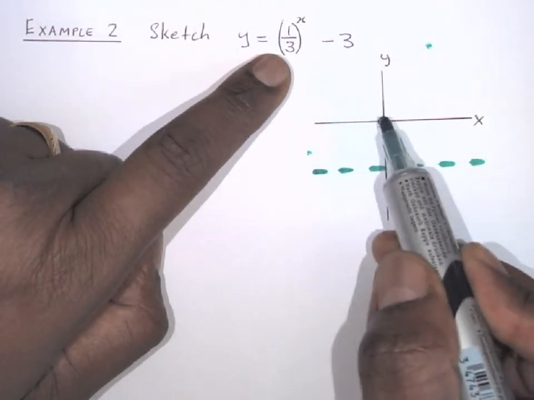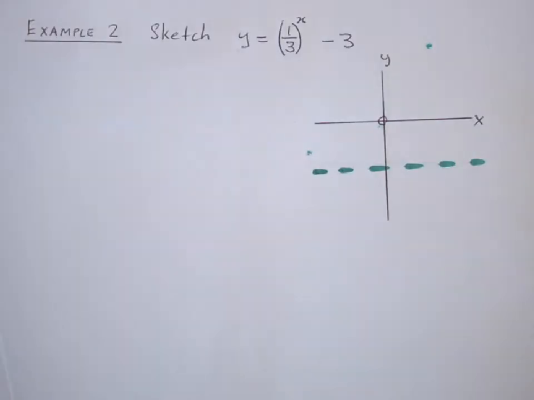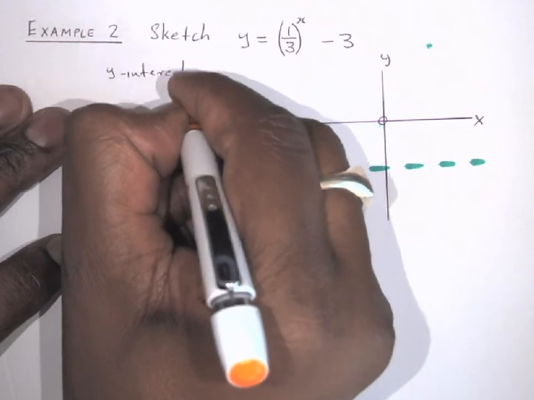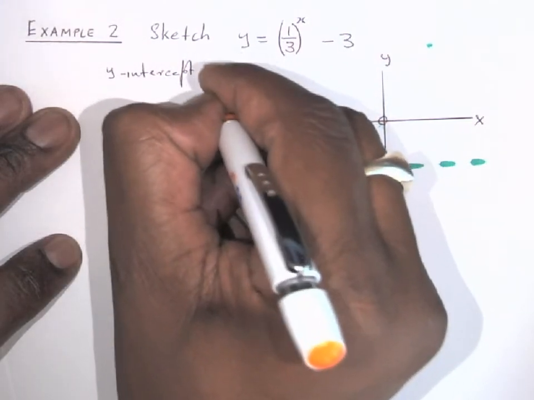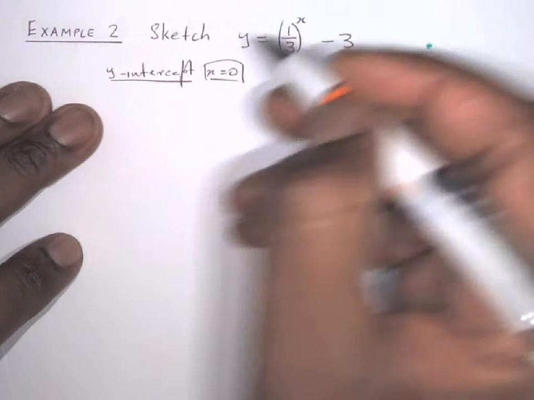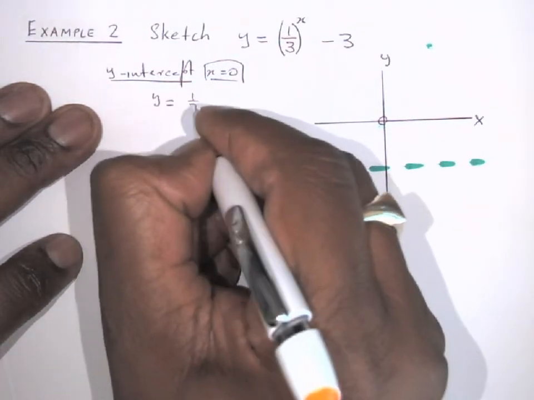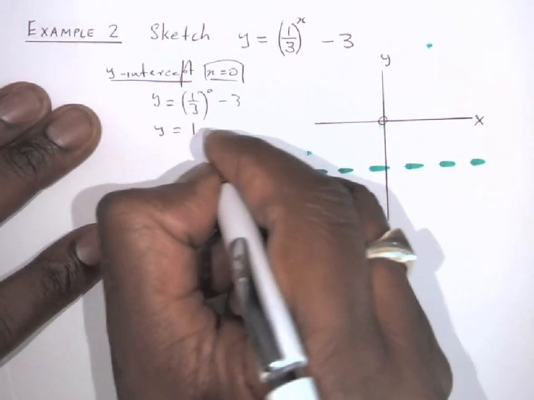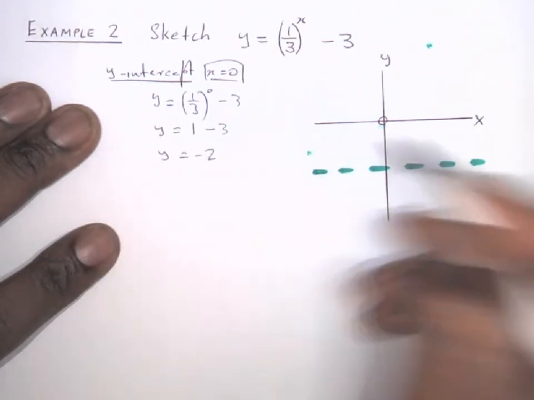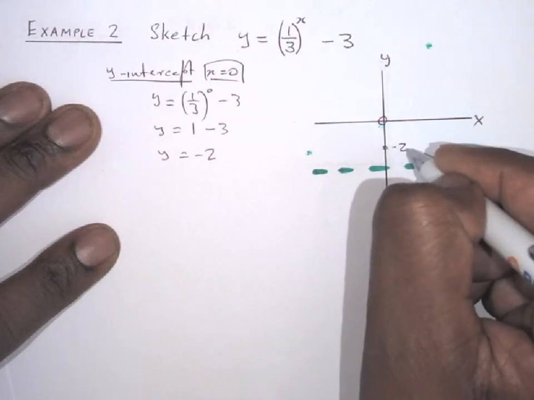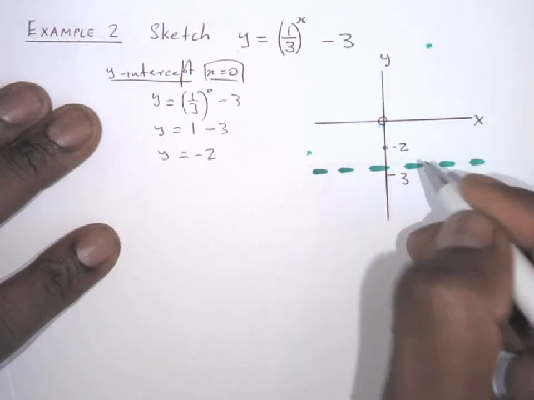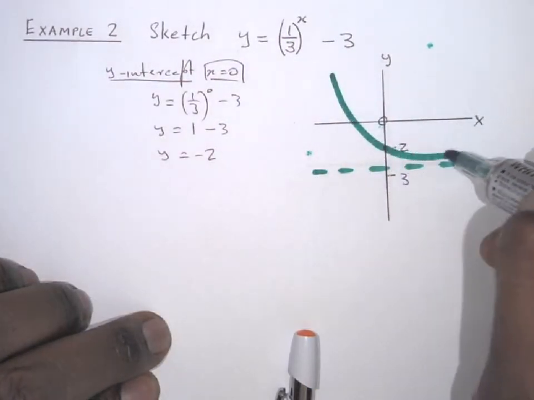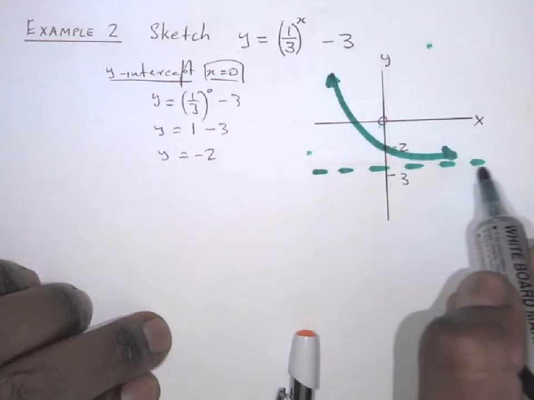So I can try and find out where it cuts the y-axis. What is that? It's the y-intercept. Let's try and find the y-intercept. To find the y-intercept, x must be equal to 0. So y = (1/3)^0 − 3. So y = 1 − 3, because 1 over 3 to the 0 is 1. So y is equal to minus 2. So the graph cuts at minus 2. Note that we said the dotted line is at minus 3. So I draw my graph cutting there and coming down like that. It's not going to touch the dotted line.